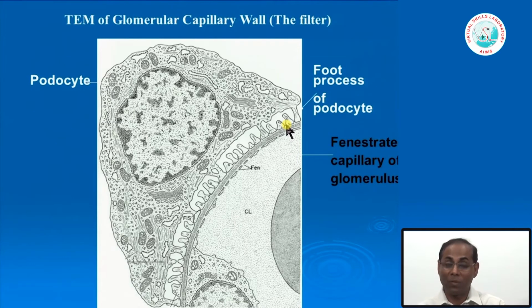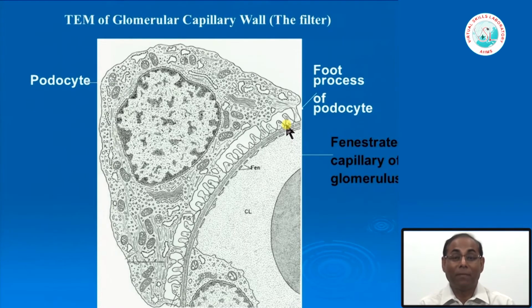If there is any damage to the podocyte, what will happen? The slit pore membrane will be abnormal or cannot maintain its integrity. So there will be loss of an important component of the filtration barrier. Obviously, a lot of the larger molecules which are normally restricted by this filtration barrier will come to the urine. One of the most important components is albumin. See, albumin is 68 kilodalton.